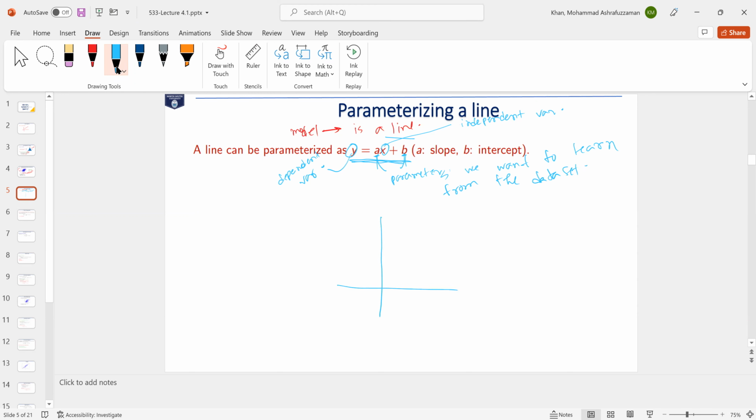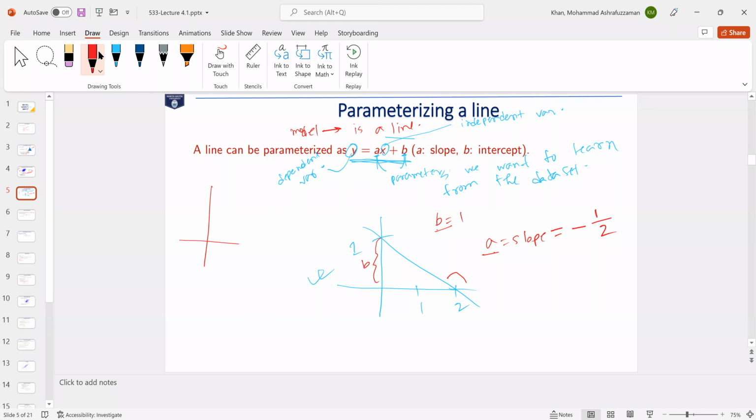If we draw a line like this, for example, we can have something like this. For this graph, B is the intercept, here B equals 1, and A is the slope. Here the slope is negative, minus half. This is the slope value. If we can find A and B, we can find the model, that means we can find the line.